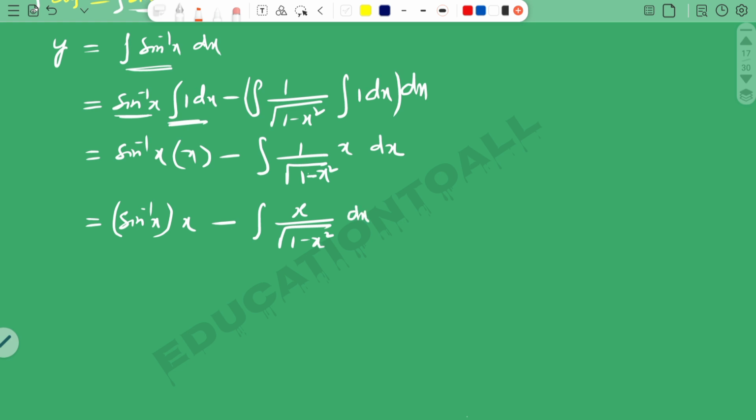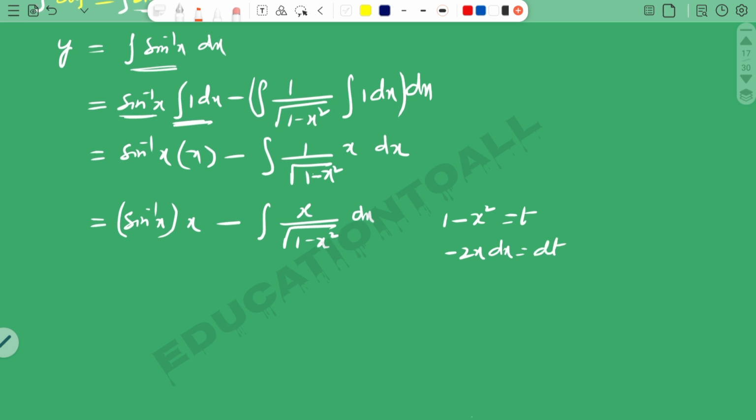By observing this function, if I consider 1 minus x² equal to t, then its differentiation gives −2x dx = dt. But in the numerator we have only x, so I will consider x dx, which is equal to −1/2 dt. Identify carefully, we are writing x into dx together as −1/2 dt.